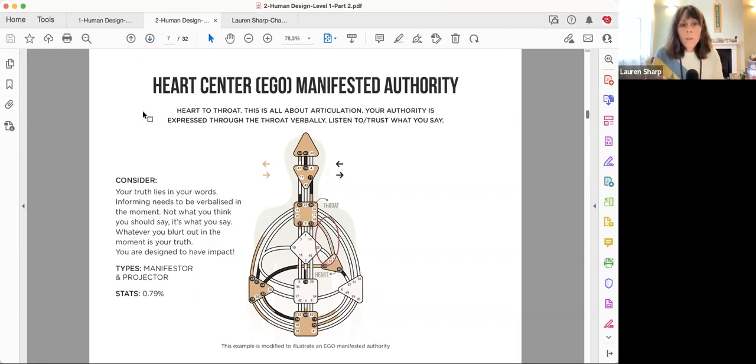Now, ego manifested authority. I didn't have a chart because it's so rare. You can see in terms of the stats, it's 0.79%. So it would be very rare that I would actually have a chart of someone who had this, just in terms of stats. So I created a little channel there just to show you, and that goes from the throat to the heart. And this is a manifested projector.